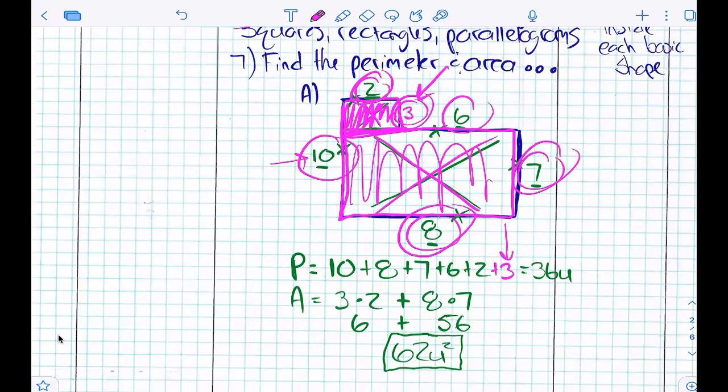So you got to make sure you add up all the sides. And the 3 was really easy to figure out. We knew this side was 10, this side was 7. We just subtracted, yes? Okay, cool.